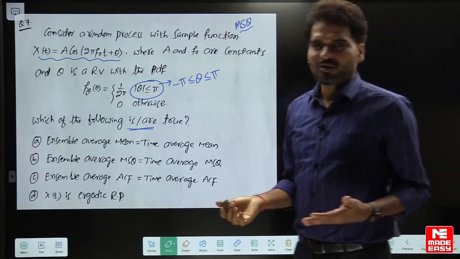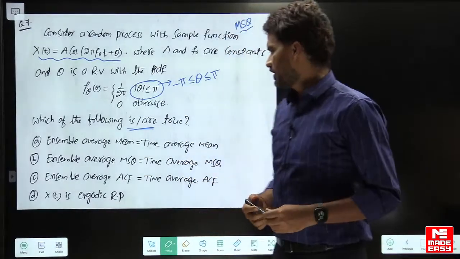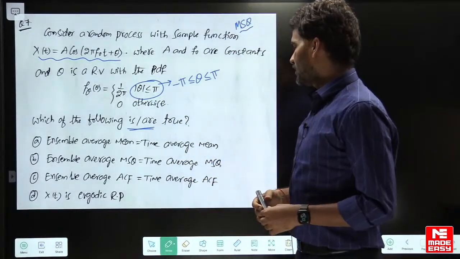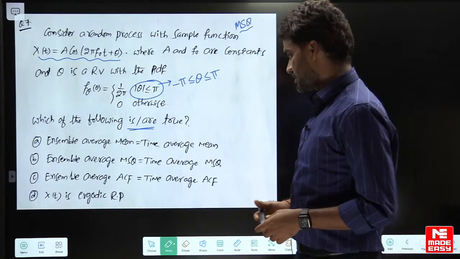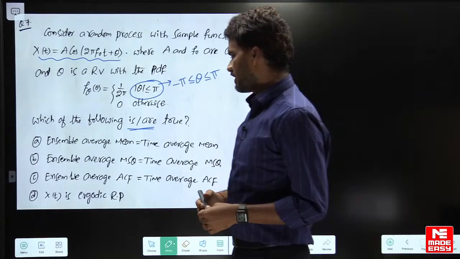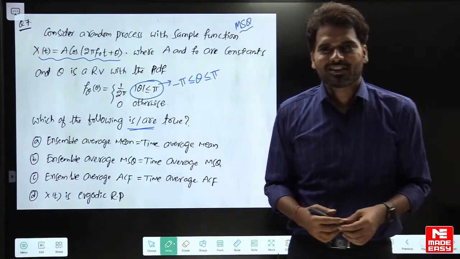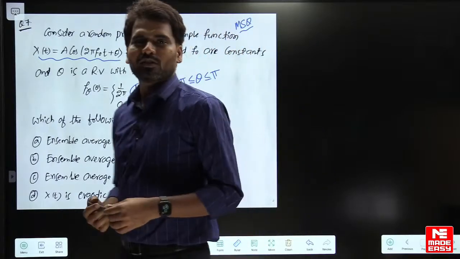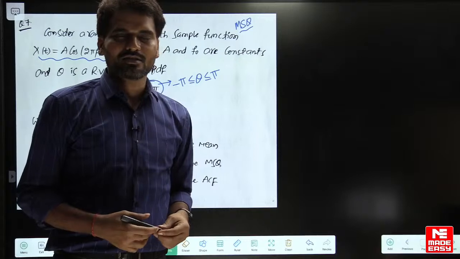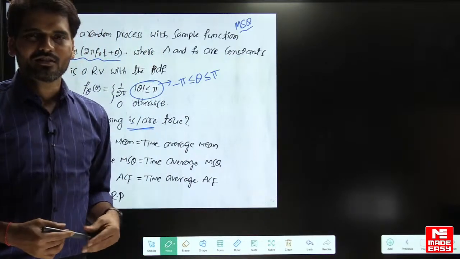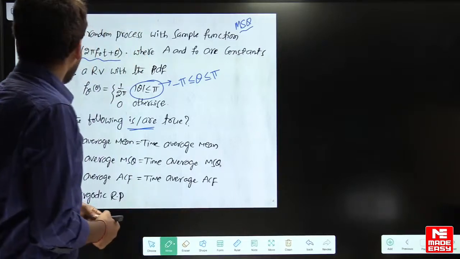These options are about finding ensemble averages and time averages. Ensemble mean is time average mean, ensemble mean square value is time average mean square value, and ACF, and option D is it is an ergodic random process. You can say a random process is ergodic if all possible ensemble averages equal time averages.